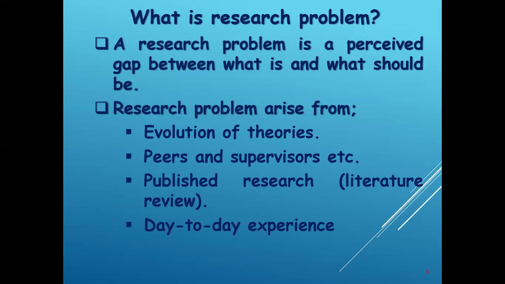A research problem is a perceived gap between what is and what should be. On the one side, the actual position, what is, and what should be. There is something that differs from each other. Research problem arises from evaluation of theories, peer and supervisor, published research, day-to-day experiences.